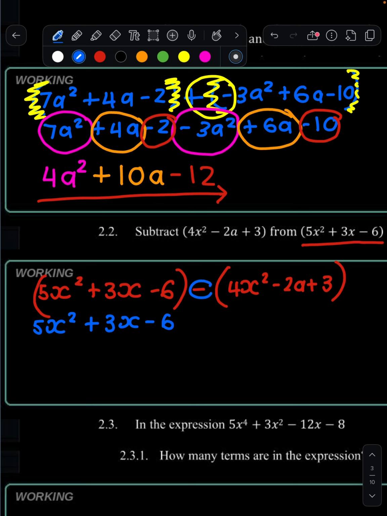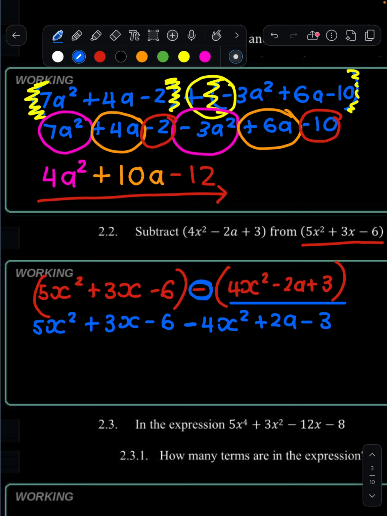But this is where it comes in. If you have a minus in front of the bracket, it changes every single sign in here. So it's going to be minus 4x squared. You can see that was a positive 4x squared. Now it's minus. Then a minus and a minus 2a makes it a positive 2a. And a minus and a positive 3 is going to be minus 3. That is where they're testing you on this one, if you know how to change the signs like that. So if there's a minus in front of the bracket, then you change everything inside.